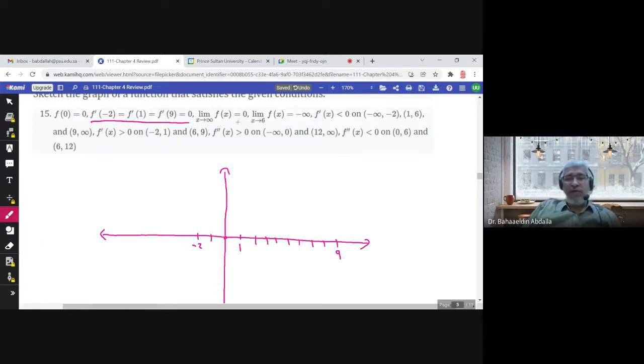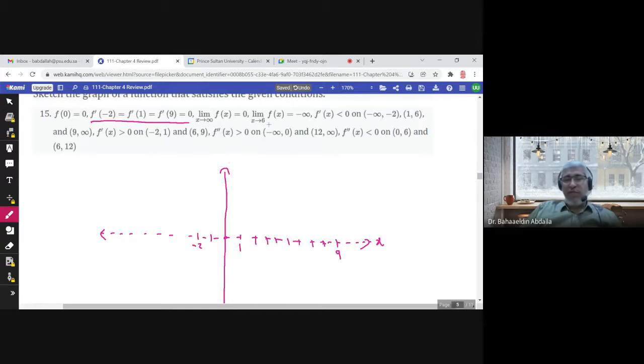Limit of f of x when x approaches infinity is 0. So when x approaches infinity, the limit is 0. This means that this line, the x-axis, is a horizontal asymptote. So this line, the x-axis, is a horizontal asymptote.